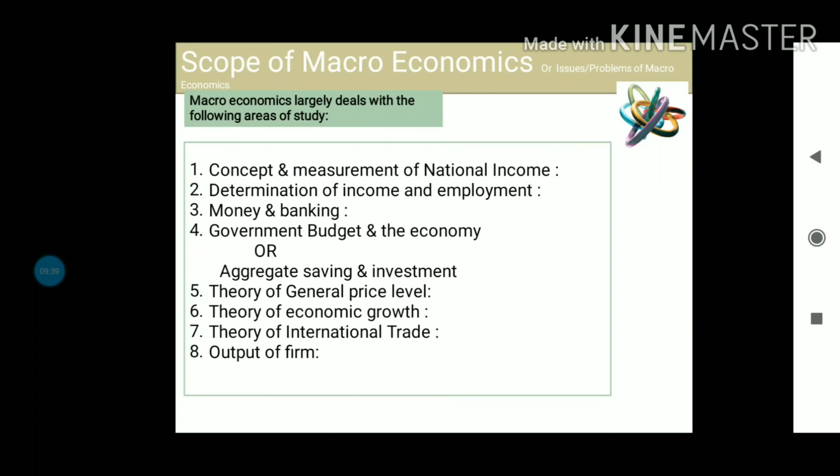Now, the theory of general price level. So determination of the general price, that is, excess demand and deficient demand. These concepts will be clear. Excess demand: when aggregate demand becomes greater than aggregate supply, the situation is known as excess demand, which will lead to inflationary pressures over the economy. And when aggregate demand becomes less than aggregate supply, this situation will lead to deflationary pressures over the economy.